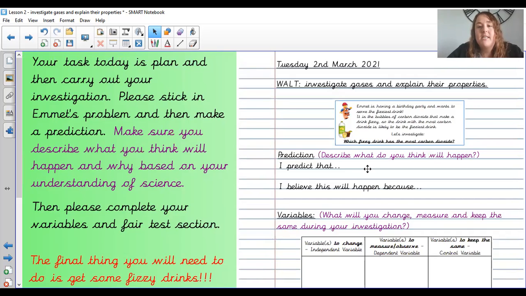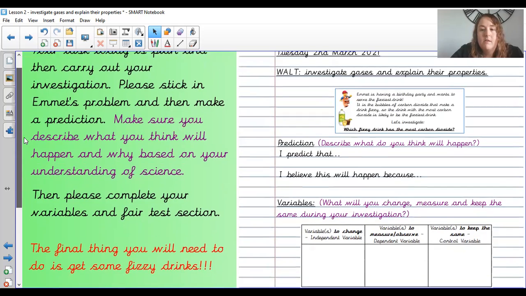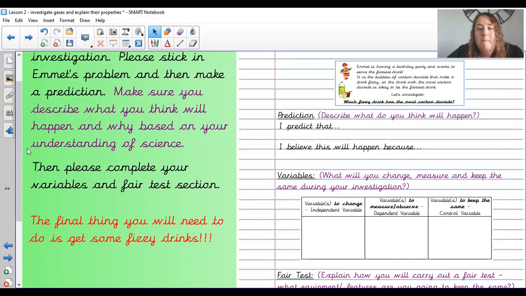And then you need to predict which one you think will have more carbon dioxide and why. So for example, if you had Coke, lemonade and Fanta, I predict that Coke will be fizziest. I believe this because. Or I predict that there will be more in the Fanta, and I think we'll show this by. Then we have a look at the variables, and this is what you will change, measure, and keep the same during your investigation.